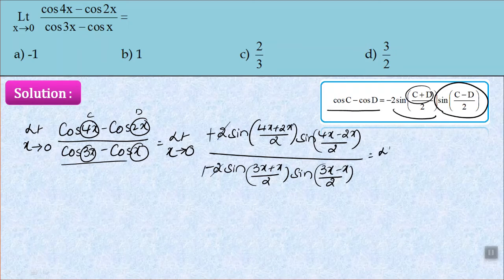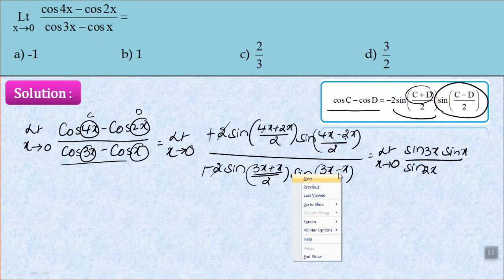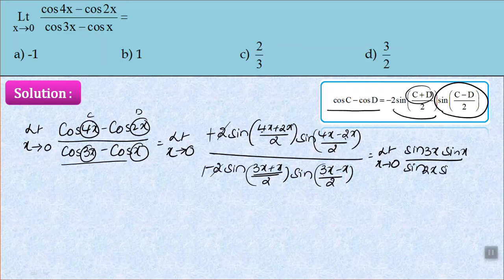This equals limit x tends to 0 sine of 4x plus 2x, that is 6x. 6x by 2 is 3x. Here 4x minus 2x, that is 2x. 2x by 2, that is x. Sine x divided by, here sine of 3x plus x, 4x. 4x by 2, that is 2x, into sine of 3x minus x, 2x. 2x by 2, that is x. Sine x. Here sine x, sine x get cancelled.